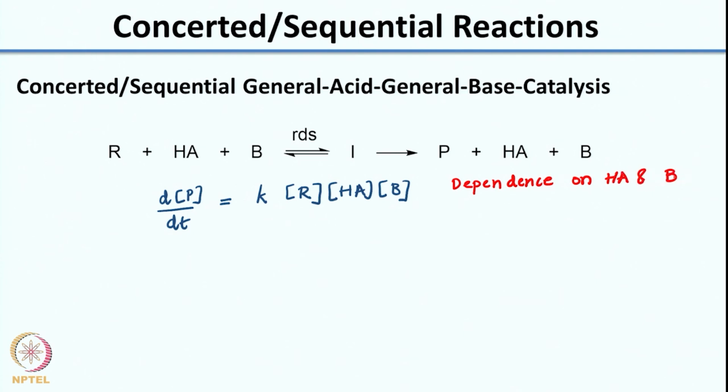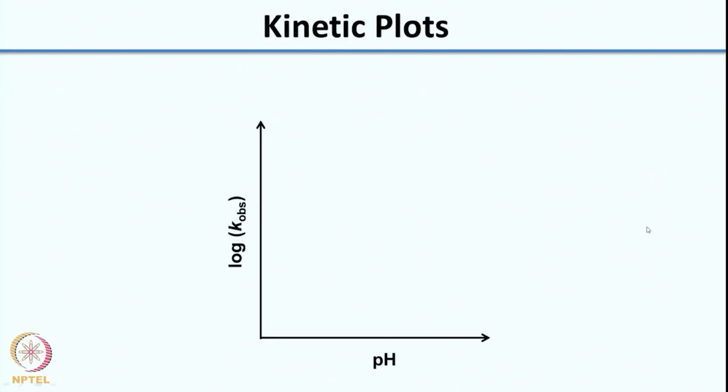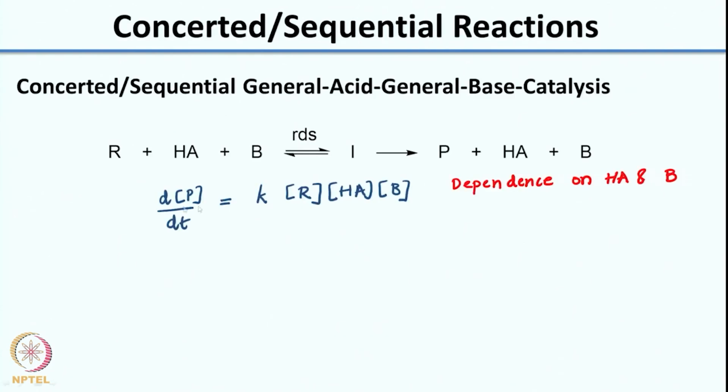Sorry, B. So, you would see a dependence on both HA and B here. This is commonly seen in biology. Now, if you have a situation like this, I will go back for a second to the previous slide. So, you have a dependence on HA as well as B.